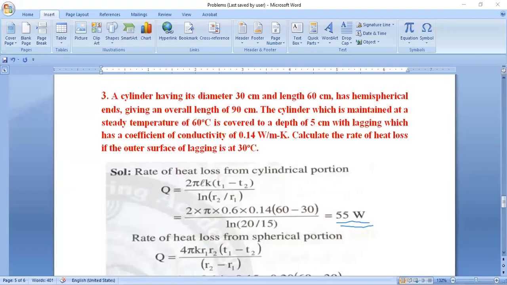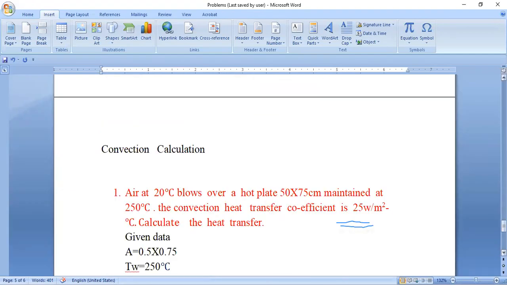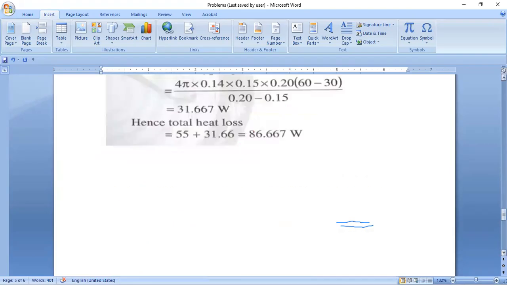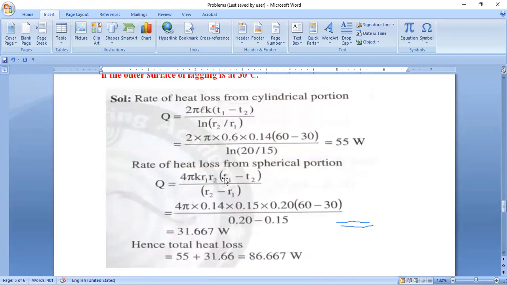Next, rate of heat loss from the spherical portion: Q is equal to 4πK R1 into R2 (T1 minus T2), denominator by R2 minus R1. Q is equal to 31.667 watt. Yes, total heat loss 55 plus 31.66, 86.667 watt.